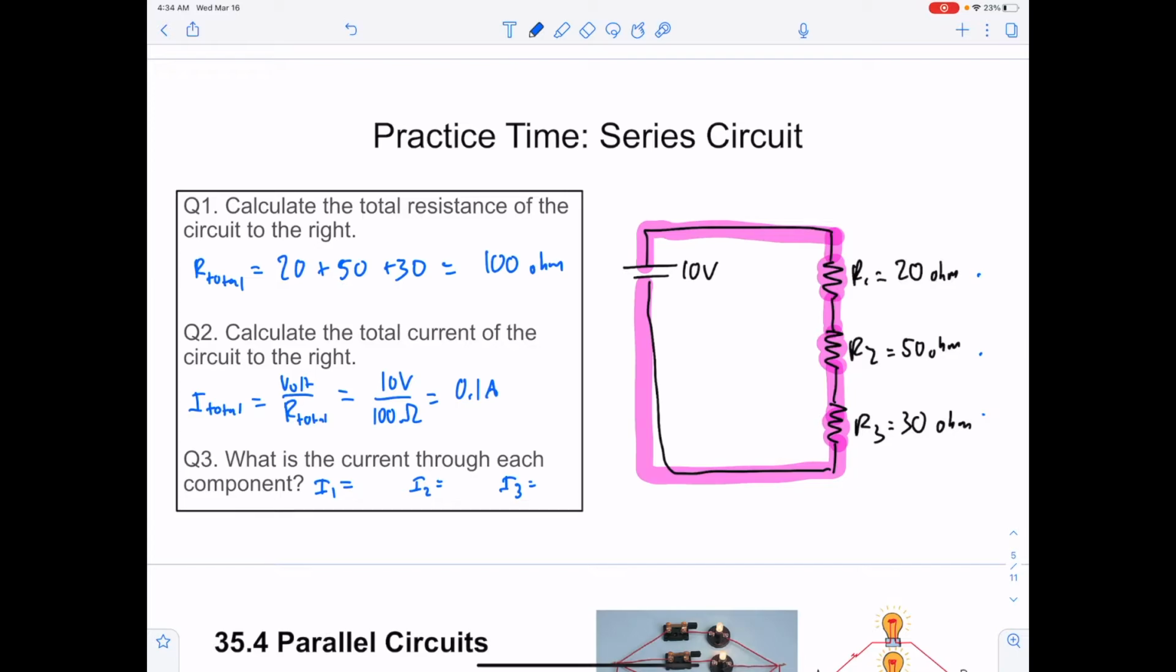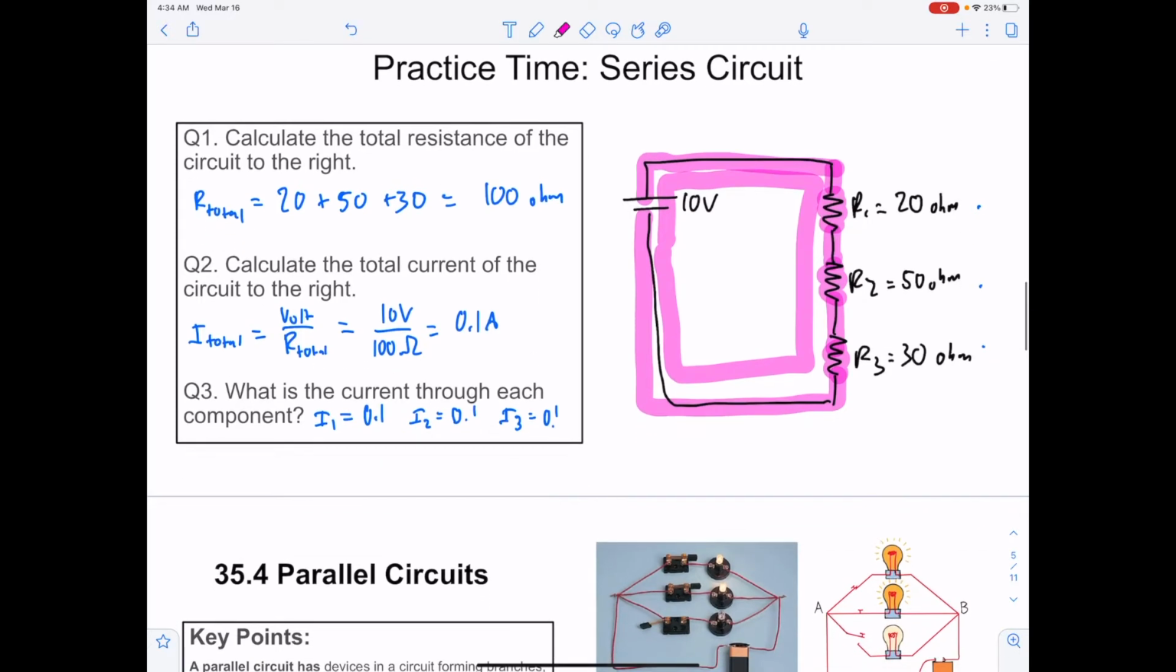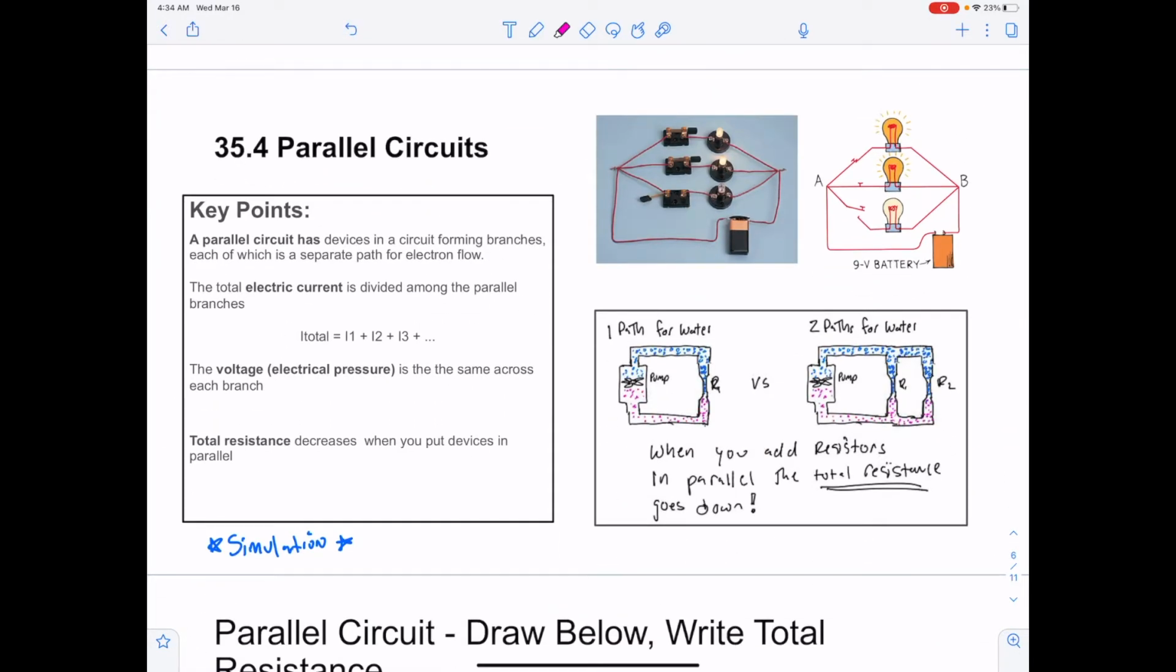Okay, question 3, go ahead and attempt on your own. What's the current through each component? All right, well, it's actually the same for each of them, 0.1 amps. Why? Because here we have only one pathway for electrons to flow. If current is the flow of electrons, like water moving through a pipe, then it almost has the same amount of current. Okay, what if we were to wire things up in parallel instead?